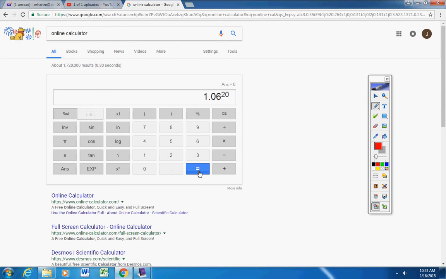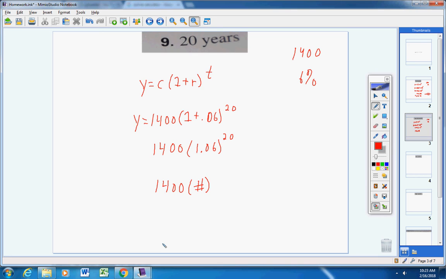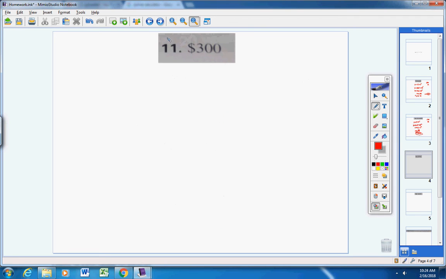Hit enter, and you get 3.21 rounded. Okay, so 3.21 is what you would get here for the number. Okay, and take 1400 times that number, and you will get approximately $4,489.99. All right. Okay, moving on to number 11.